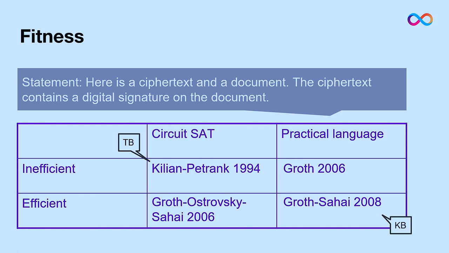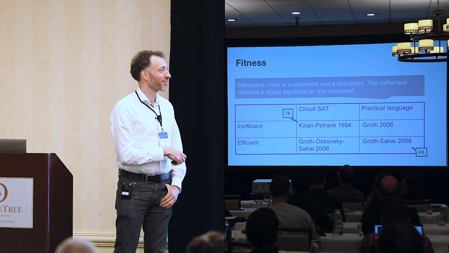We were looking at concrete protocols. You want to construct a group signature, right? You don't want to reduce your statement to a circuit satisfiability problem and then prove that. So it's sort of like we had efficient proofs for inefficient statements, right? So the question is, okay, can you do something for a practical language?